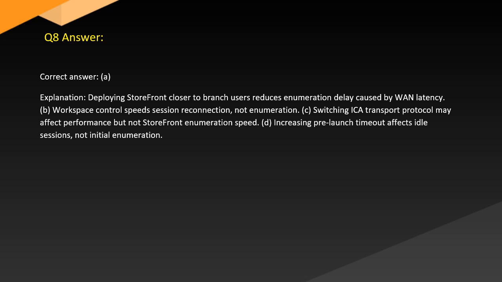Answer. Correct answer: A. Explanation. Deploying StoreFront closer to branch users reduces enumeration delay caused by WAN latency. B. Workspace control speeds session reconnection, not enumeration. C. Switching the ICA transport protocol may affect performance but not StoreFront enumeration speed. D. Increasing the pre-launch timeout affects idle sessions, not initial enumeration.